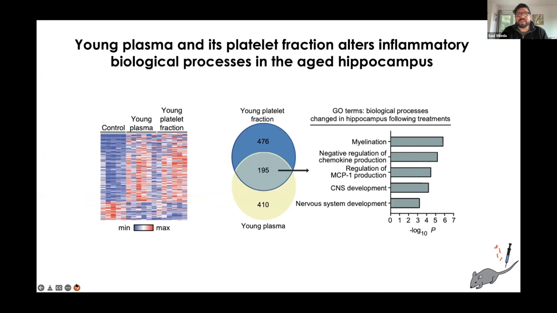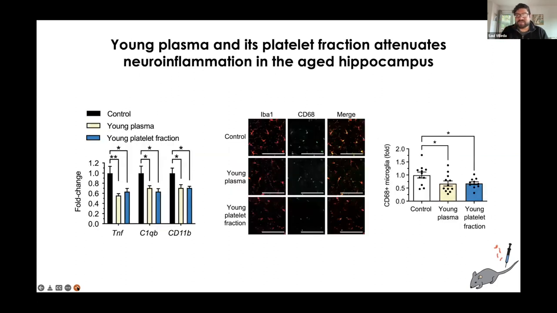And up to this point, we focused the role of young blood on synaptic plasticity, on neurogenesis, but not really looking more at the neuroimmune component. So we decided to really delve in a little bit more and first ask, do the effects of young plasma extend into a more neuroinflammation context, and are they recapitulated by this platelet fraction? And here I'm just showing you qPCRs looking for things such as TNF, C1q, CD11b, and you can see that they're decreased by both the young plasma as well as the platelet fraction.